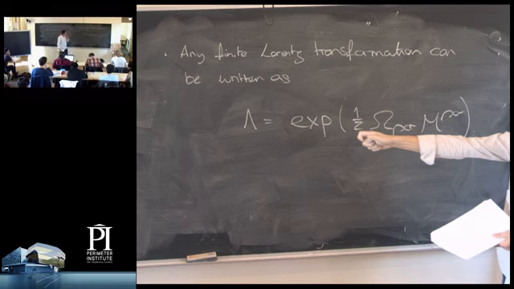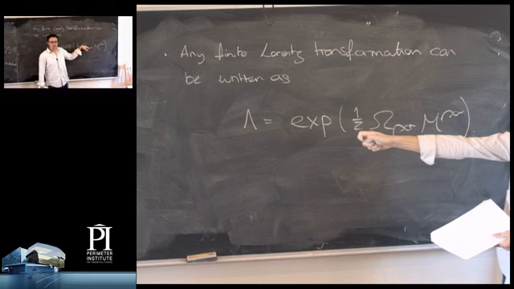So again, what are these? These are 6 numbers that tell me exactly what Lorentz transformation I'm doing. They're the numbers that say I'm rotating by 30 degrees, or I'm running at 100 miles an hour in this direction. And these are the 6 matrices that are implementing that.